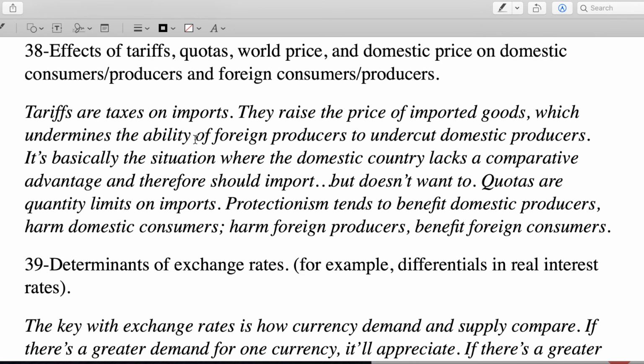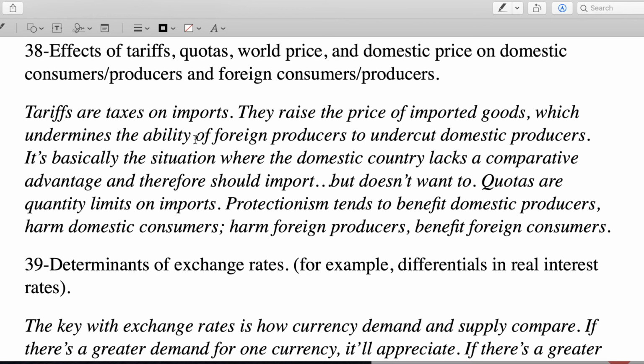The opposite's true for imports. For imports, the domestic consumers win. They get goods at a lower price than they could get locally. Domestic producers lose. So they're being undercut by foreign producers. Foreign consumers lose, but foreign producers win. And whether you have an import or export situation, there's these four parties on both sides of the transaction.